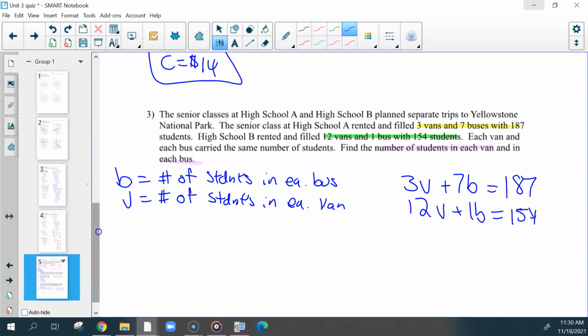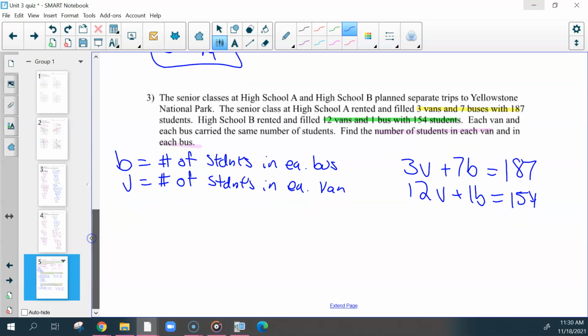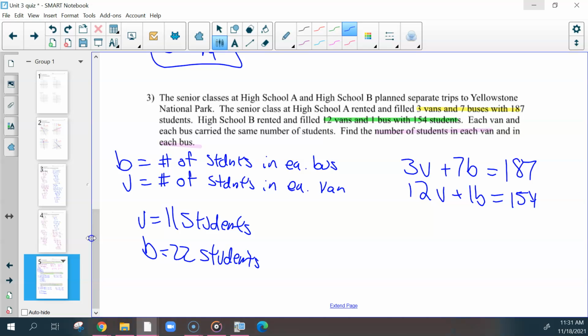Then you could either solve by graphing, solve by substitution, solve by elimination. And the two answers you would get are V equals 11 students and B equals 22 students. Do you have any questions on how we set that up?